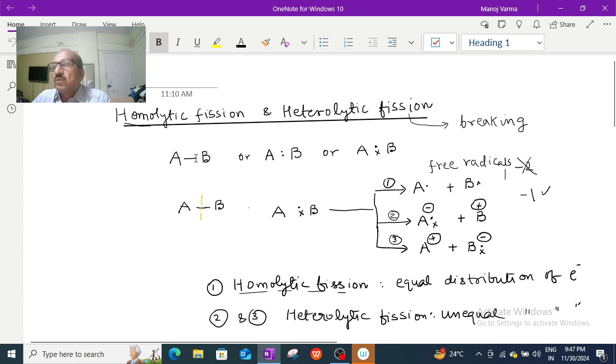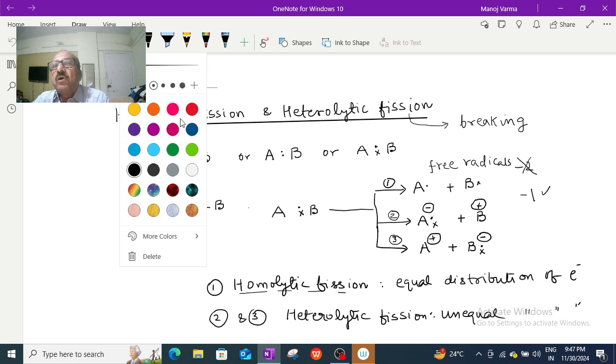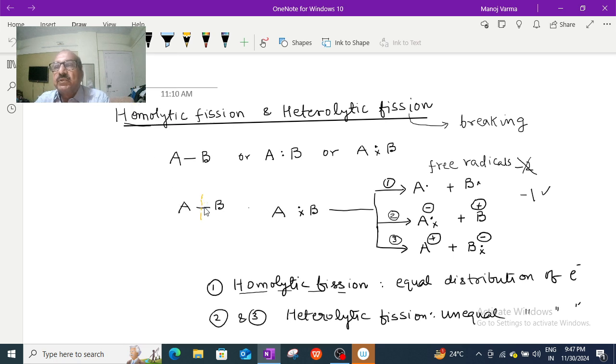Now, as you know, the covalent bond is formed by sharing of an electron pair between A and B, which I have shown by two dots, or you may show even a dot and a cross. Both are valid. Now we have to consider that this bond is getting broken, and we have shown that this bond is getting broken. So this is the electron pair which was forming this covalent bond. Now there are three different ways in which the bond can break.